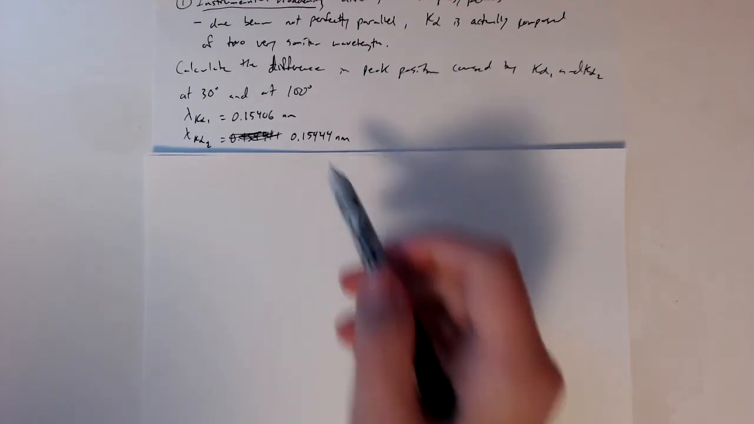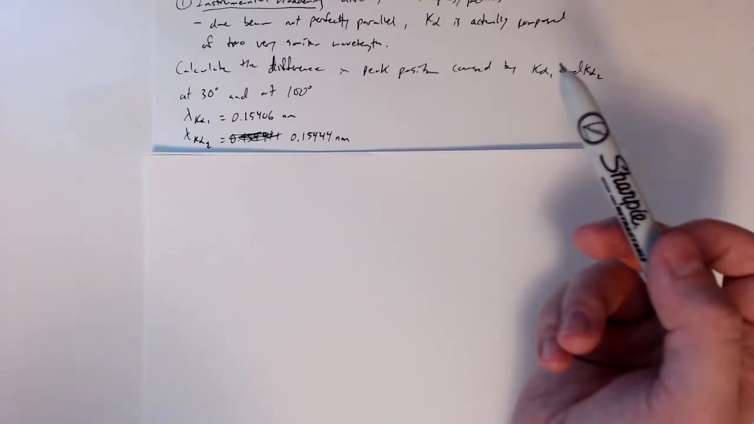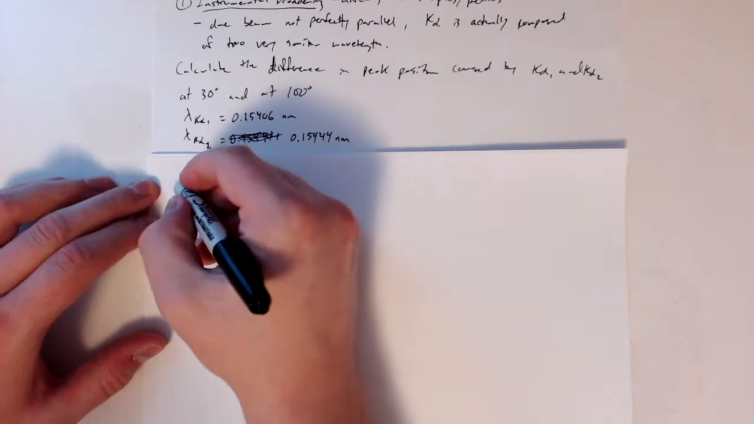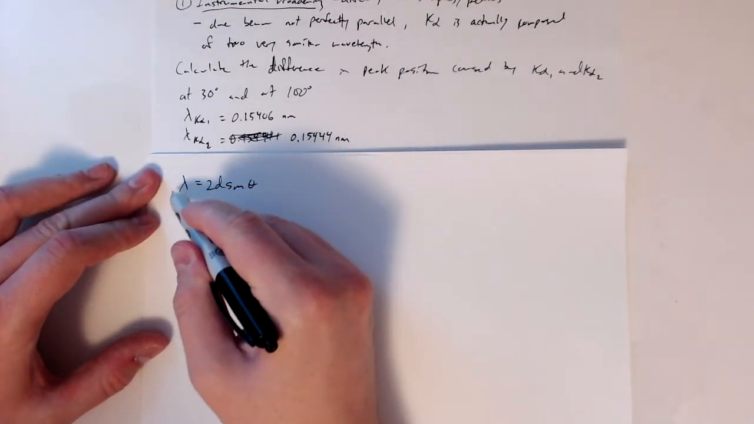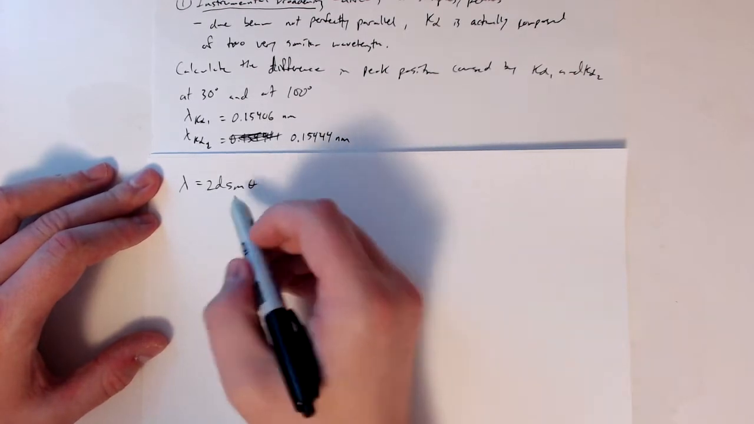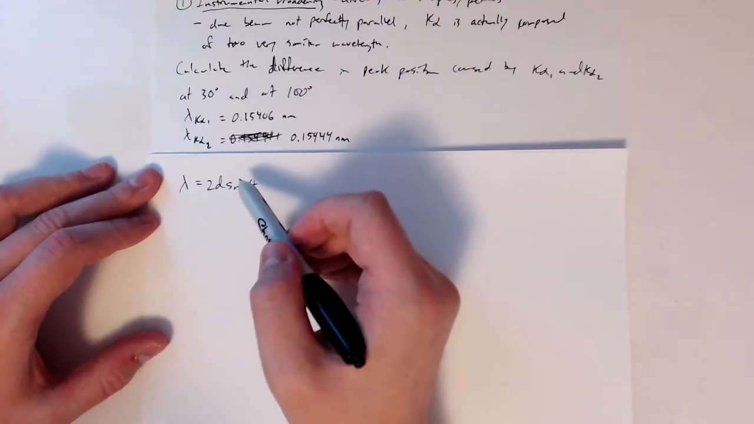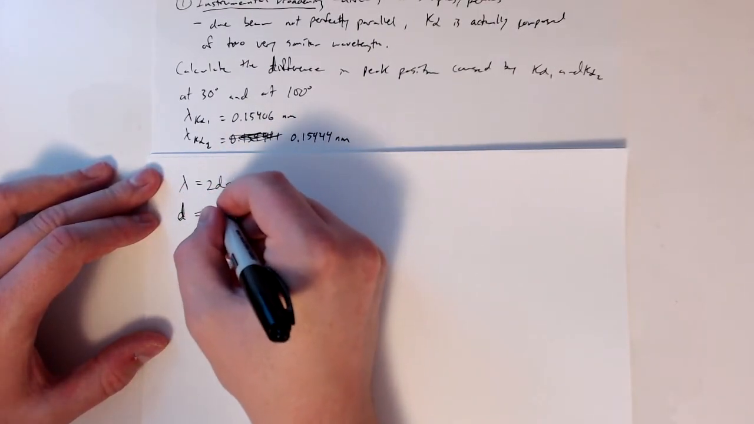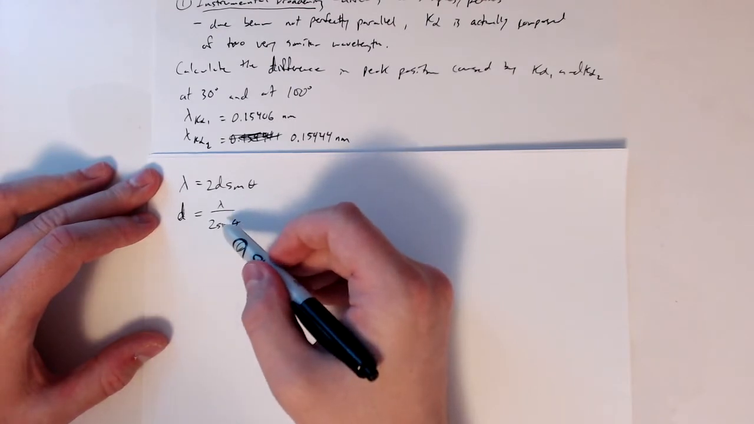Okay, so let's calculate the difference in peak position due to K alpha 1, K alpha 2. This will give us an idea of instrumental broadening. We've got the two wavelengths given to us. The first step is, if you recall Bragg's law, and I've foregone the n, so just dealing with first order reflections. I know the wavelengths, and the angles are given in the problem statement. So really what I want to do is solve for the d spacing, because I don't know the d spacing. If I rearrange this expression and solve for d, I need to take wavelength over 2 sine theta.